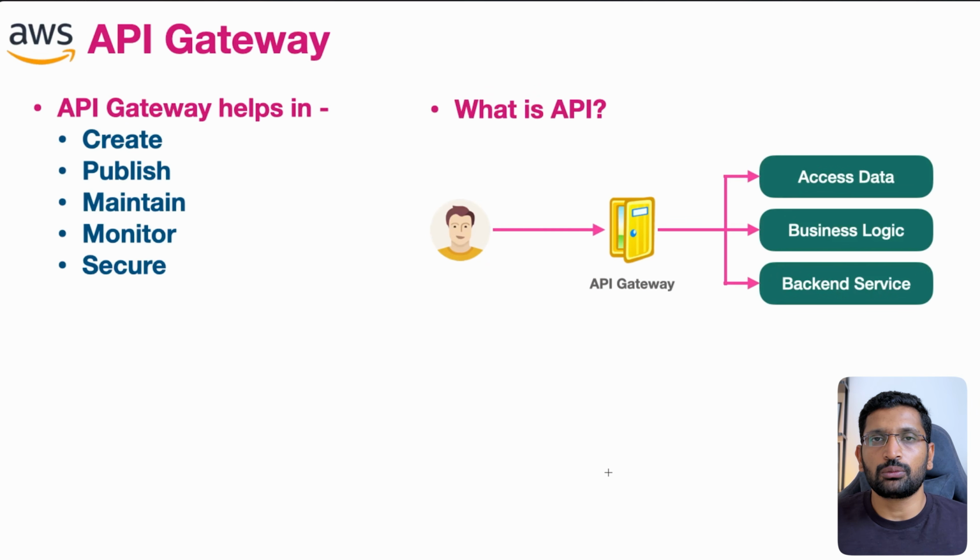So first and foremost, what does API stand for? The API stands for Application Programming Interface. And what does the API actually do? Here is a very simple illustration which can describe what an API actually does.